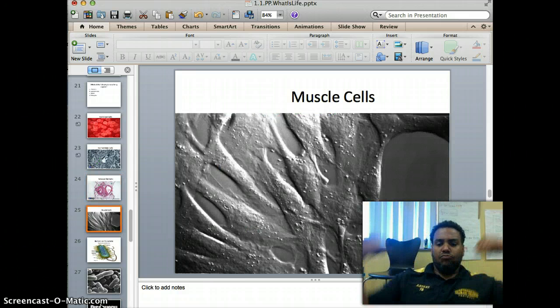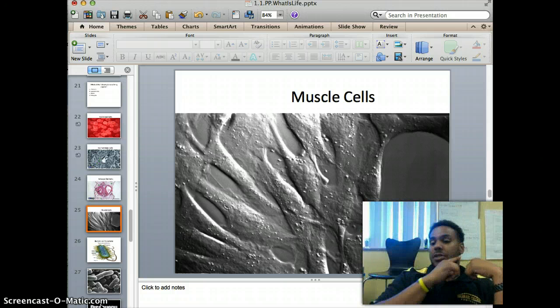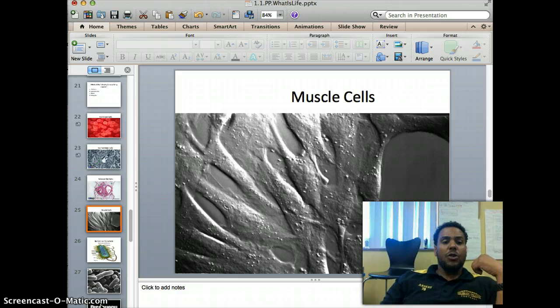Muscle cells. Muscle cells are very important for movement, very important for the ability for your heart to beat, and also for digesting so you can get food through your body. And this is what muscle cells look like.